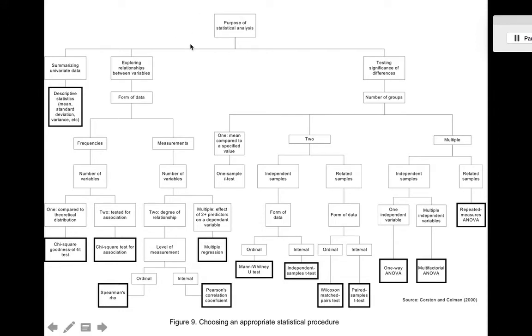You'll notice here that at the top it says purpose of the statistical analysis, and then we can go in different directions. If we go to the left it says summarizing univariate data, exploring relationships between variables. We are going to be talking about these types of statistical tests a little bit later on in the semester. So we have statistical tests like the Pearson's product moment correlation coefficient, which is my R stat.